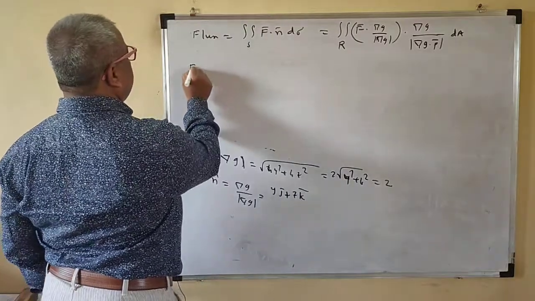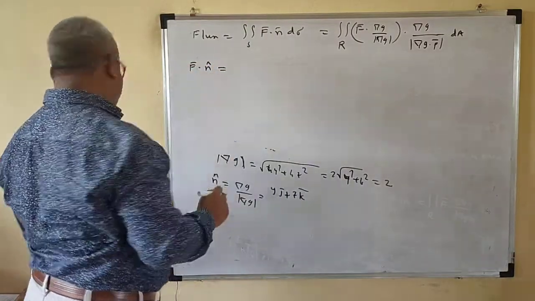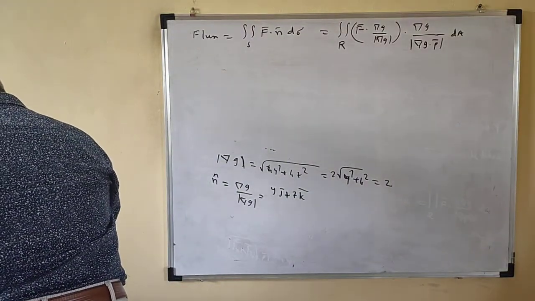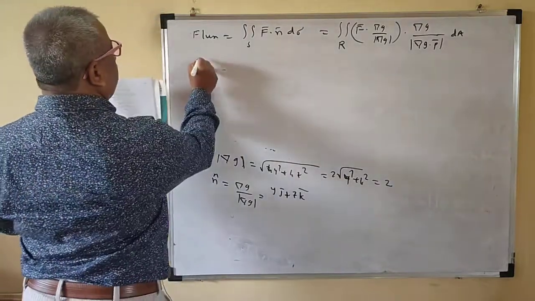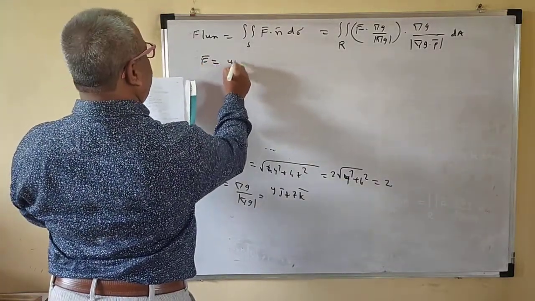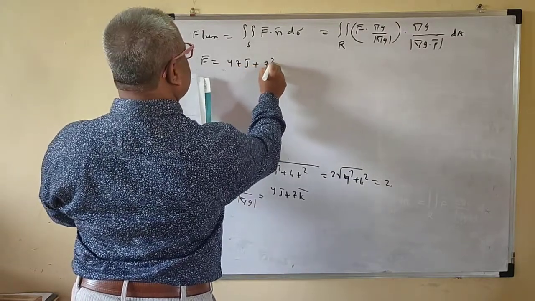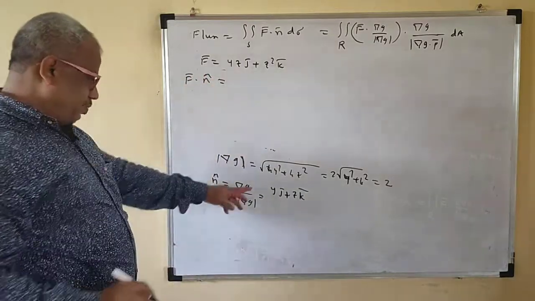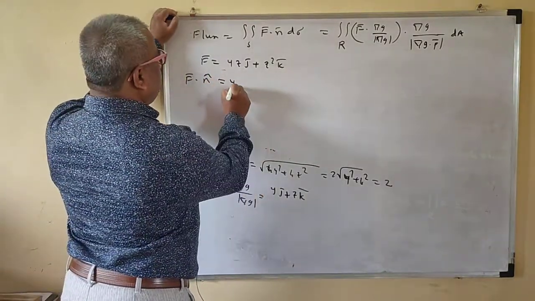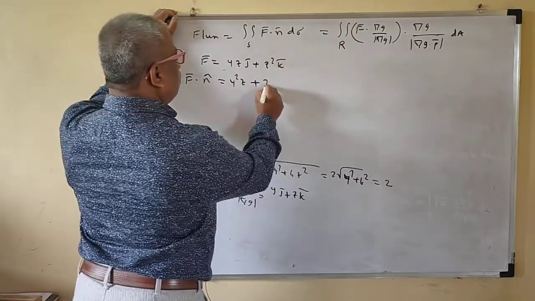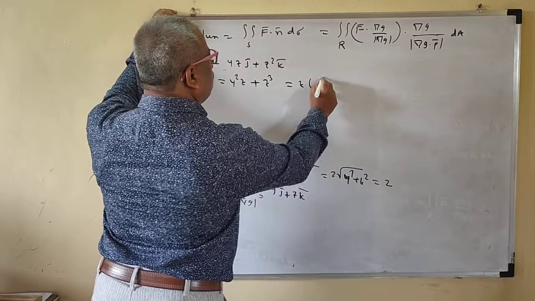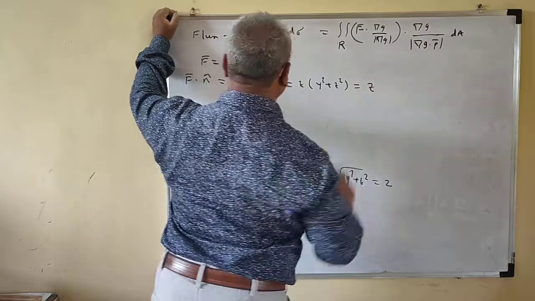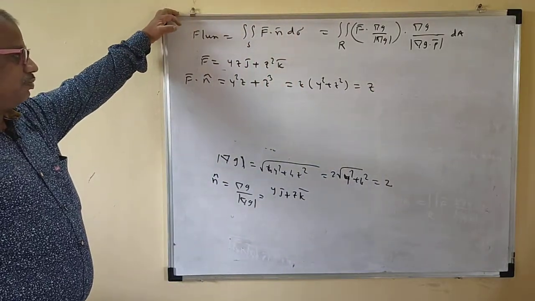So it is F bar dot n cap. First we'll write F bar, which is provided to you. F bar is equal to yz j bar plus z² k bar. So what is F bar dot n cap? This is y²z plus z³ plus z³. Z gets common, y² plus z², which is 1, and this is only z. F bar dot n cap is z only.